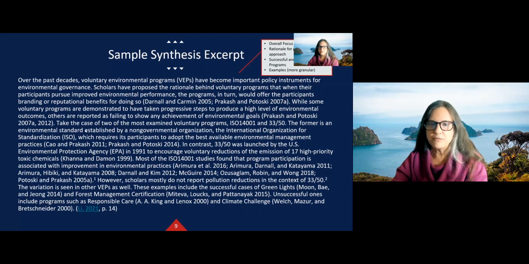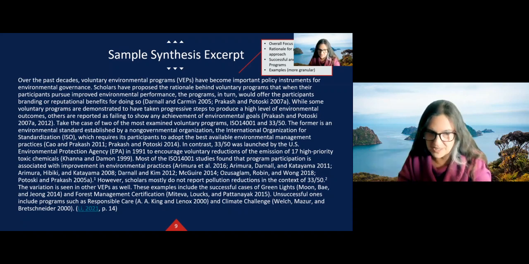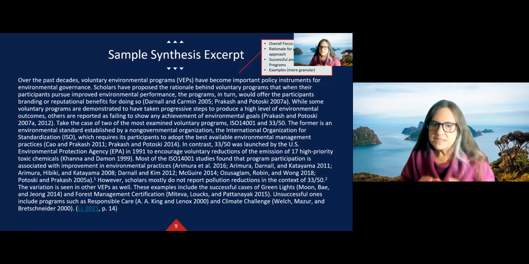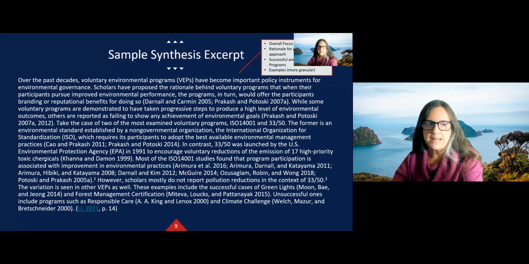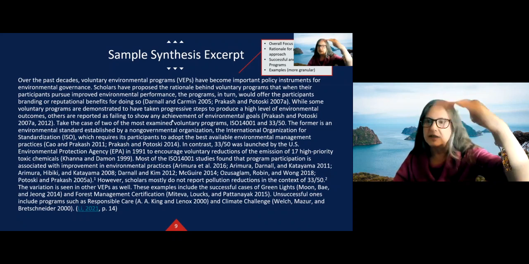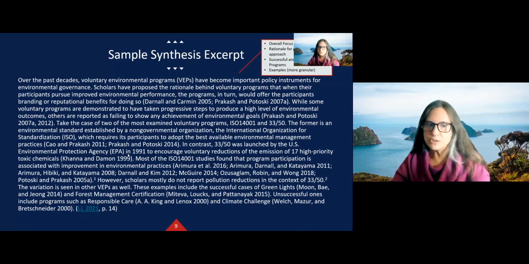Now, however, we're going to break it down further into successful examples. So here they say, take the case of. That tells you we're going to go specific now. We're going to look at one or two specific cases and maybe one or two specific pieces of research, but we're not focusing the whole paragraph on one or the other. We're not saying Darnall and Carmen 2005 stated that blah, blah, blah. In other words, it's not just a kind of listing, like Nick was saying, of one person at a time.